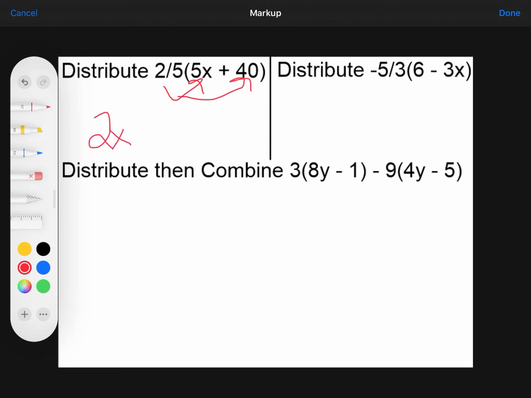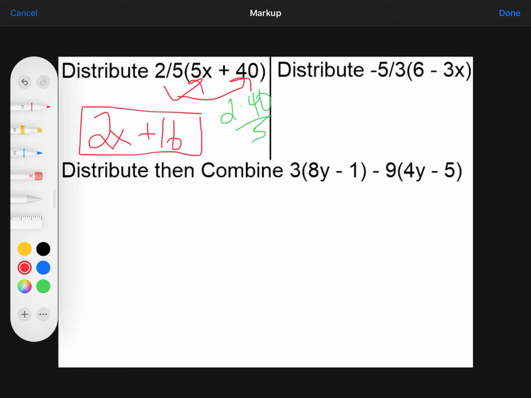2. And then 2/5 times 40 is the same as 2 times 40 divided by 5. 2 times 40 is 80. 80 divided by 5, maybe you need a calculator for. Maybe you could do it if you needed to. It's just 16. So be prepared to be able to do distributing with fractions.